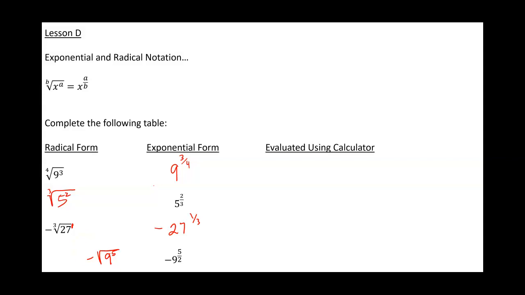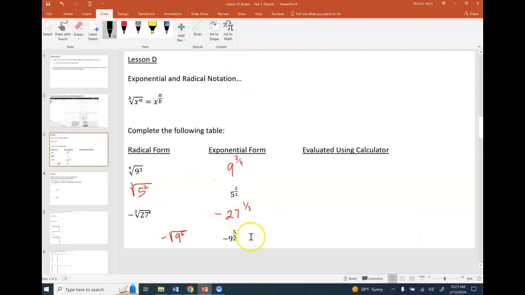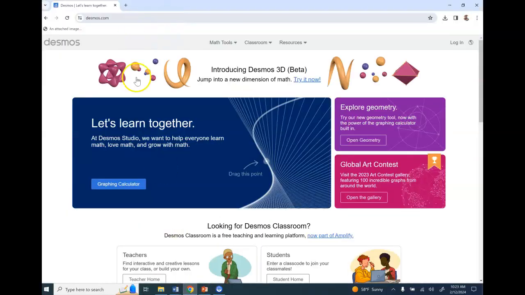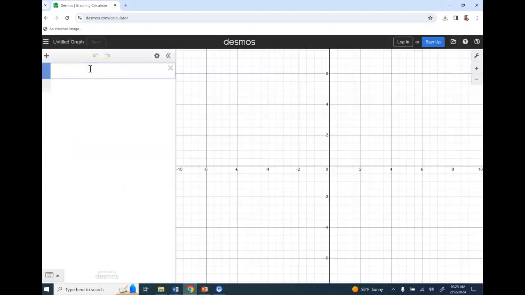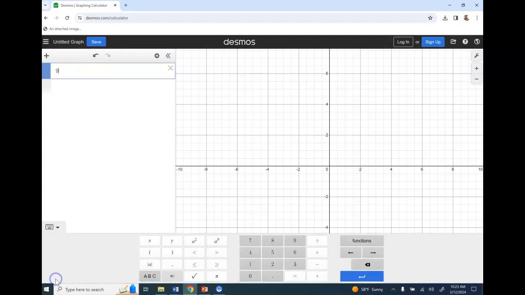So you can use the radical form to evaluate or the exponential form. The exponential form is easier, but I'll show you both ways. So first, let's go to desmos.com and go to the graphing calculator. I'm going to do the first one both in exponential and radical form. If I were to do exponential form, I would say 9 and then go to the keyboard and click on a to the b, which is the exponent, and then write 3/4. Okay, that's one way of doing it.